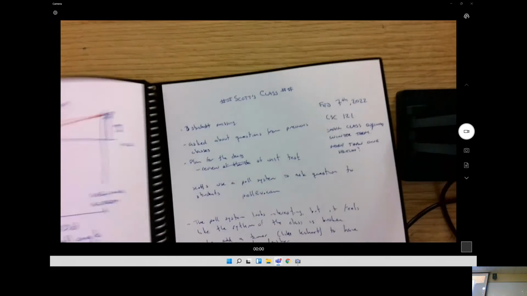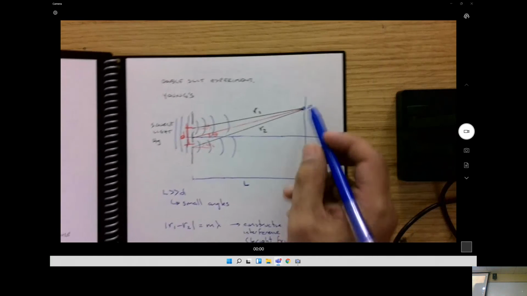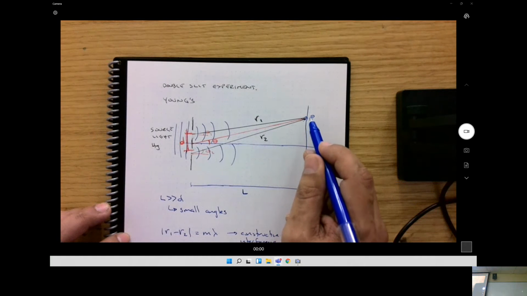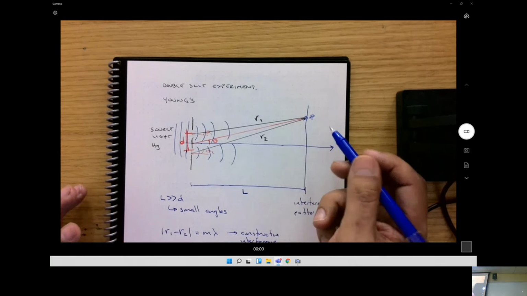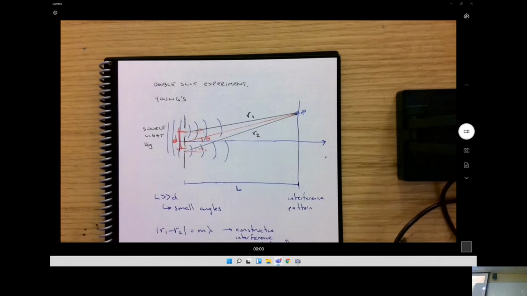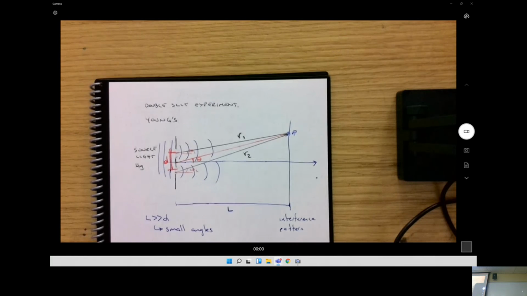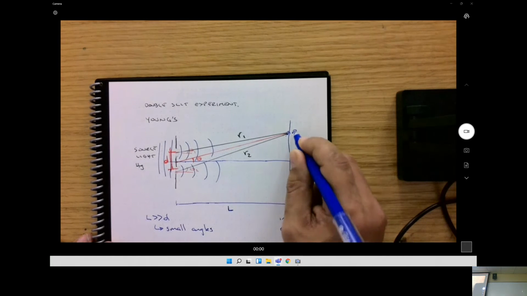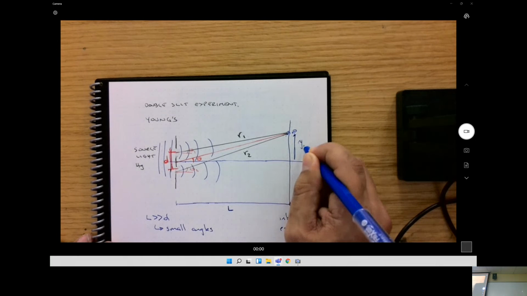Remember, what I want to find out is where along this screen, at this point P, I have constructive or destructive interference. That's what I want to find out. So I'm going to add another term, and I'm going to find the distance from the optical axis to point P. I'm going to call that my distance y of m.